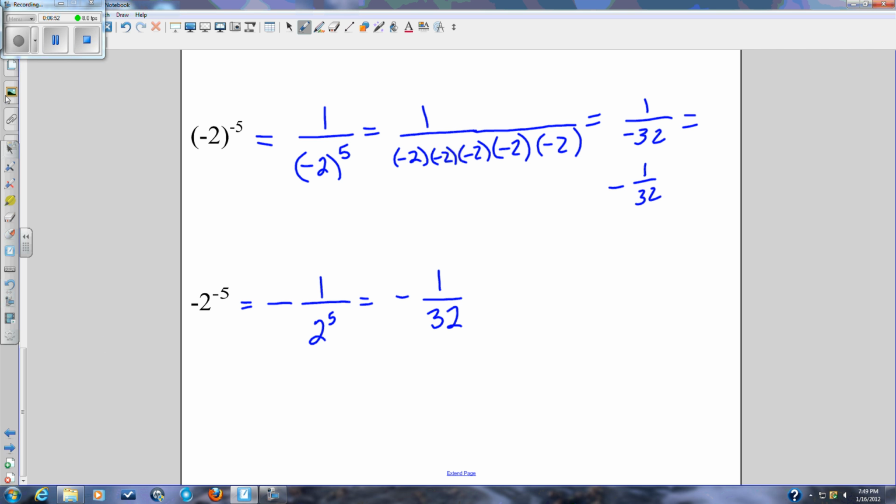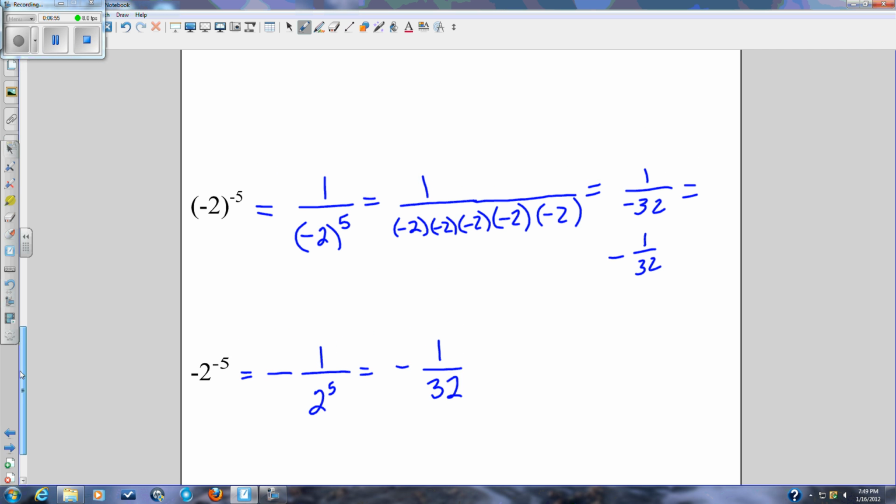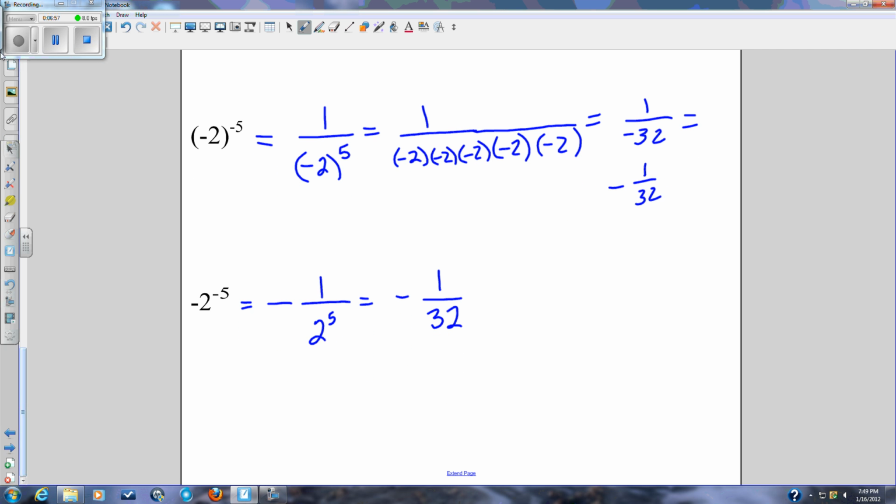Okay, so you noticed all of these problems, we got rid of the negative exponent and we simplified. So now, moving on.